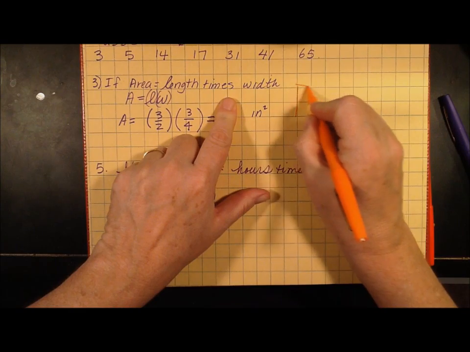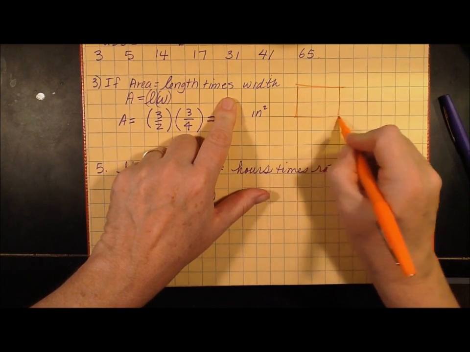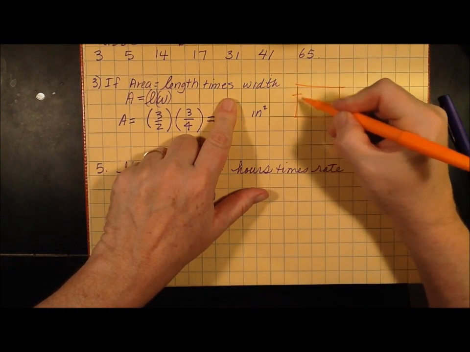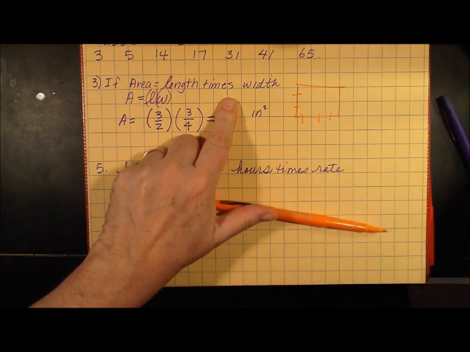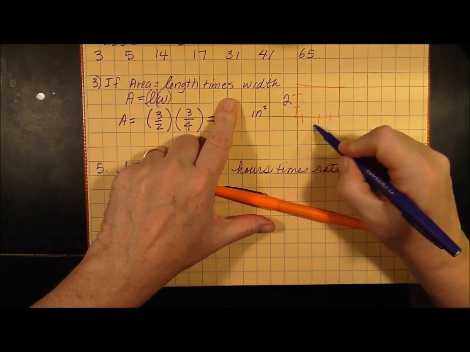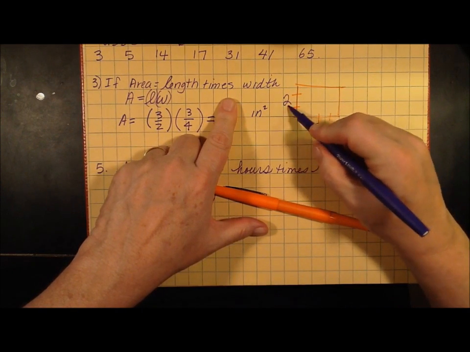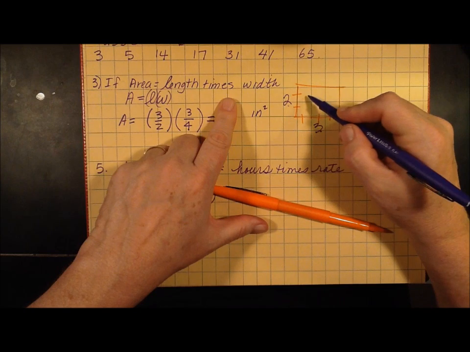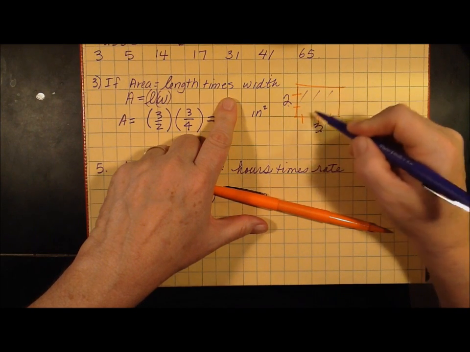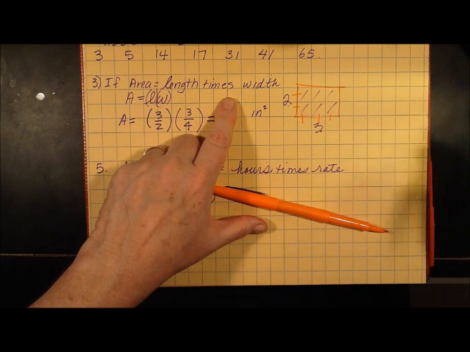In other words, if I have a rectangle that looks like this, you can see 2 squares here and 3 squares here. That tells me that this side is 2 and this side is 3. 2 times 3 is 6, so the area of this rectangle is 6 squares. 1, 2, 3, 4, 5, 6.